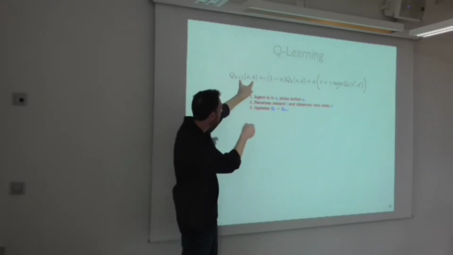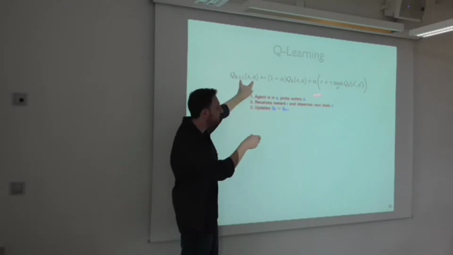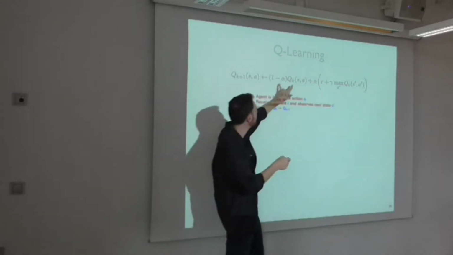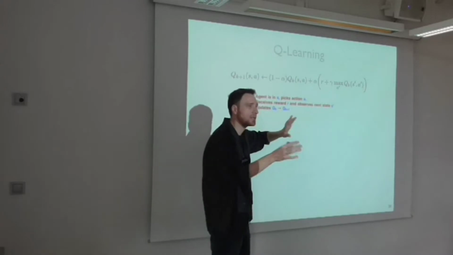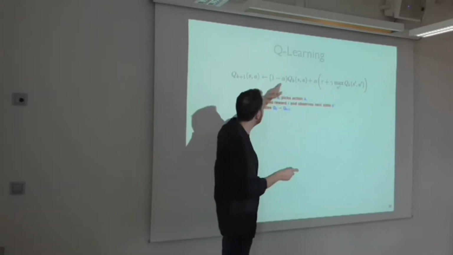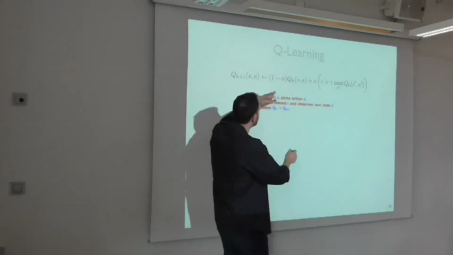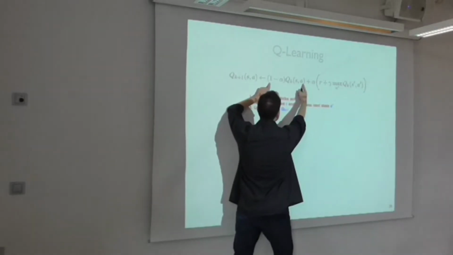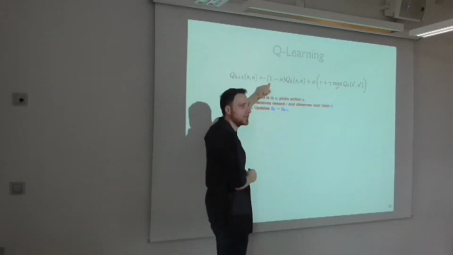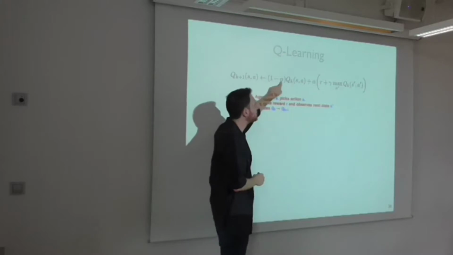So this update equation has two terms. The first term is a combination, like a weighted average. Alpha is a number from 0 to 1. And it's the current guess of how much score I can get. So imagine that alpha is 0.9.